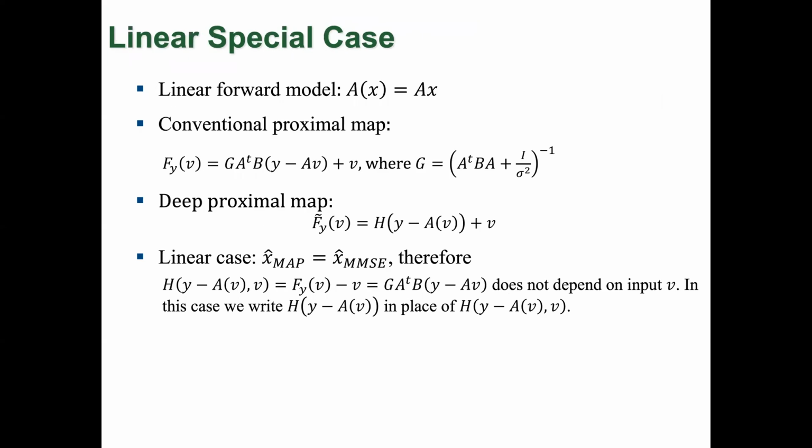For the special case where forward model A is linear, we can compute an exact solution for conventional proximal map as shown in the slide. In this case, it is also known that MAP estimation and mean square error estimation will be exactly the same. Looking at the mathematical expression of conventional proximal map, we can see that now the residual part H only depends on one input, Y minus A of V. So in this case, we can drop the term V from the input of H and write H as H of Y minus A of V.